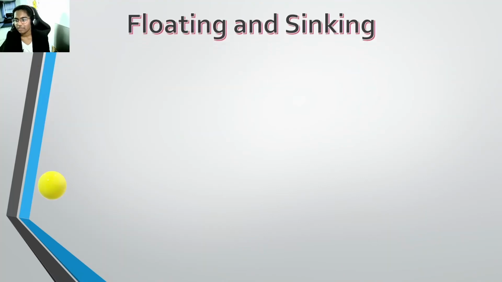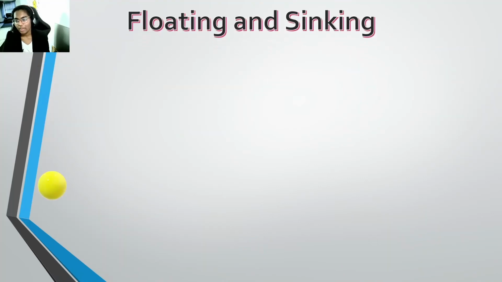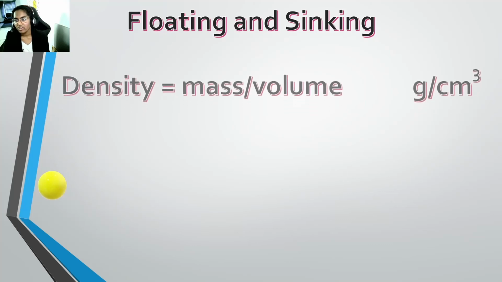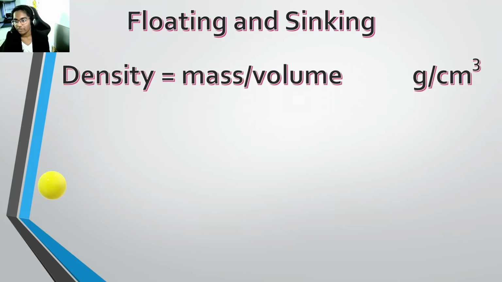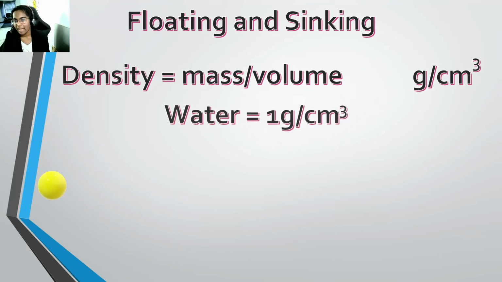Why do objects float and sink? First, let's talk about density. Density is the measure of mass per unit of volume. Density is mass divided by volume. For example, the density of water is 1 gram per centimeter cubed.